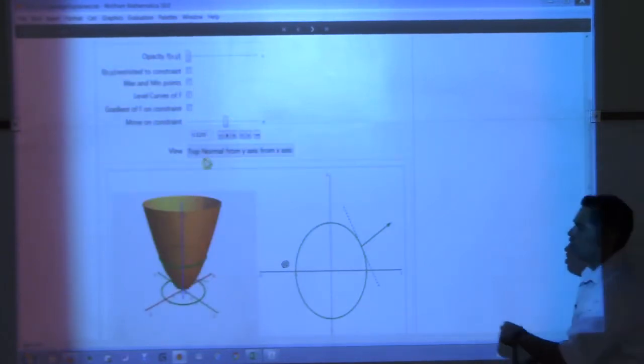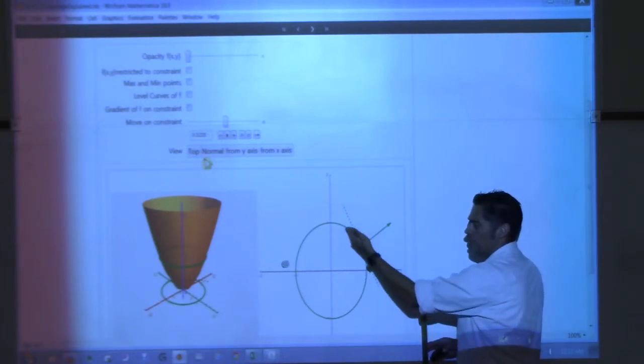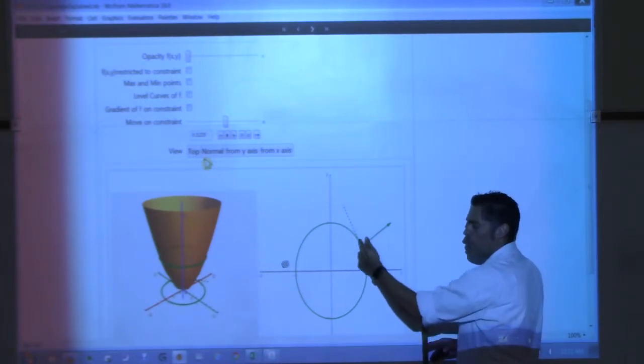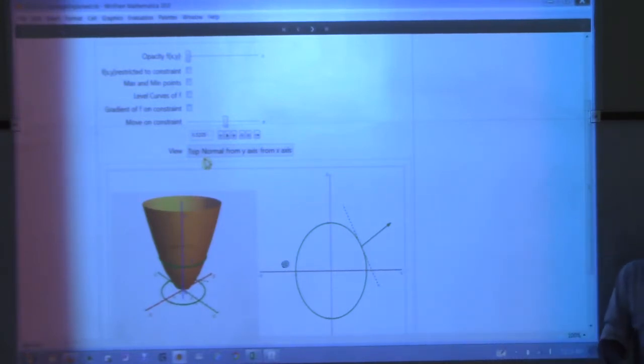The gradient of G is always orthogonal to the curve. That's one of the properties of our gradient vector. It gives us our steepest descent, right? Remember the gradient gives us our steepest descent?